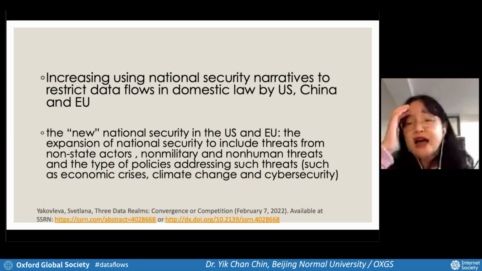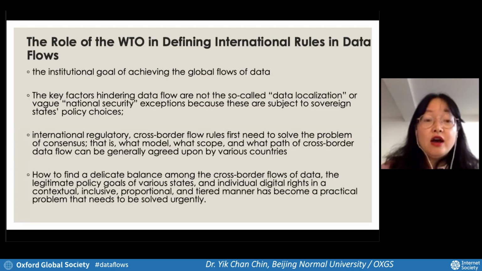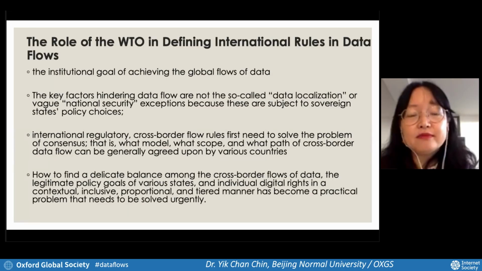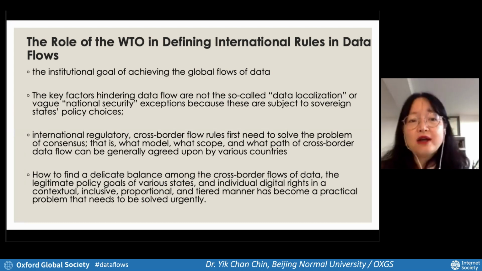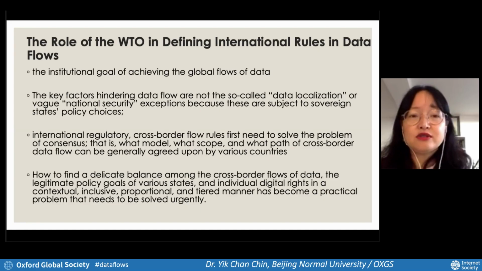I think many people have already touched on it. National security has become a very dominant narrative in both domestic law and FTAs, not only by China, but also by the US and the EU. So then the next question is, is there any possibility to establish an international standard?